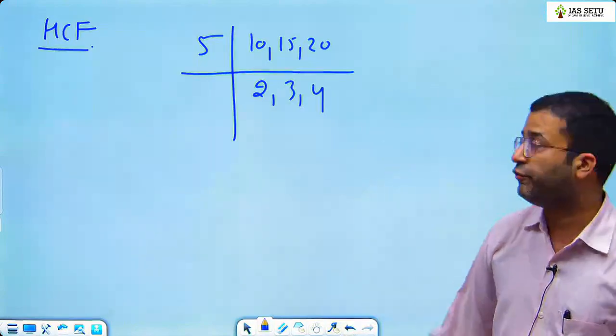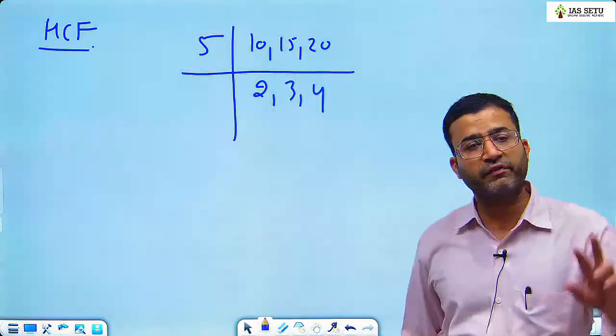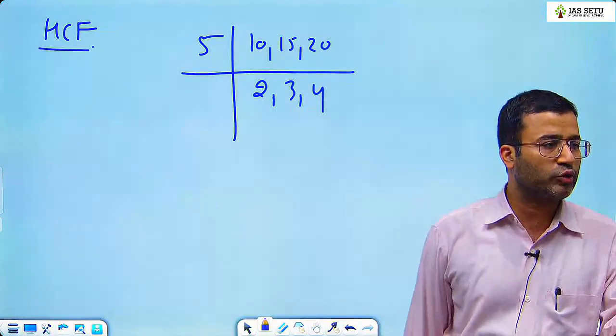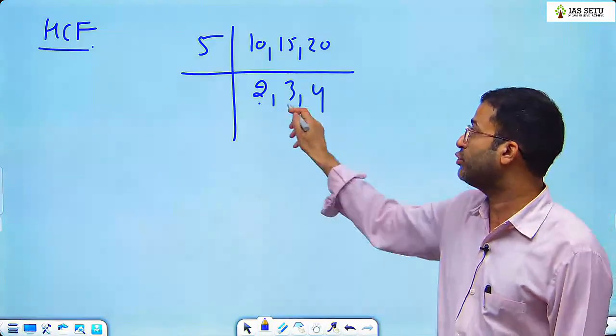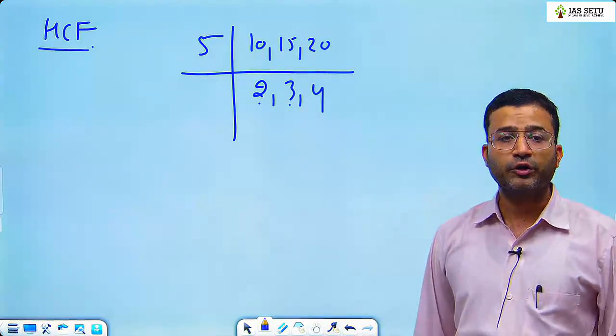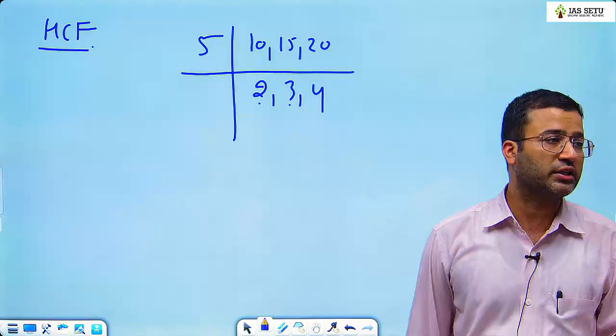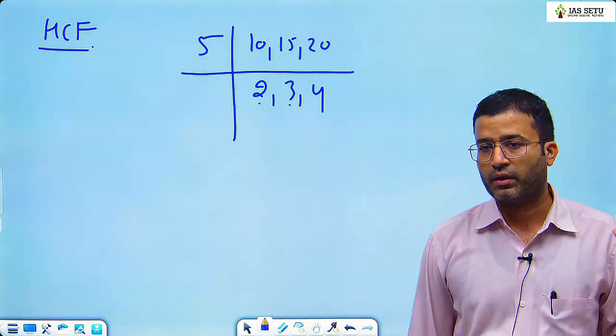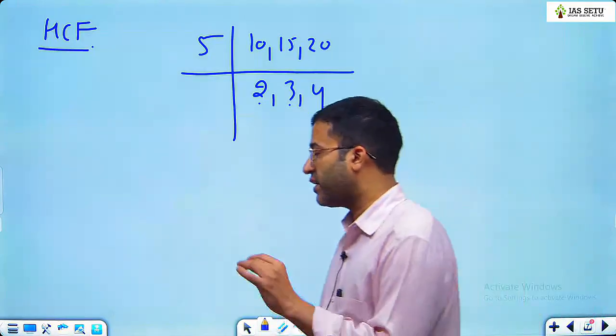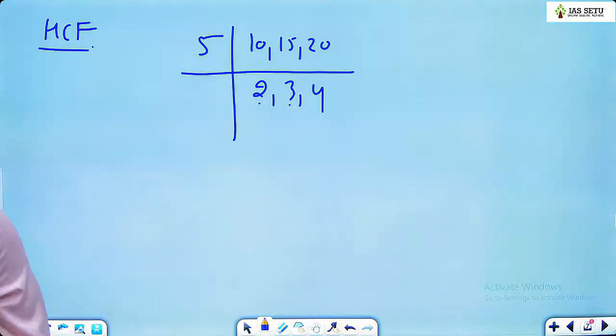The moment you find that out of these numbers, any 2 numbers are co-prime, like 2 and 3. Here, can you tell me any common factor of 2 and 3? No, you stop. Here for HCF, the condition is that it has to be common from all the numbers.